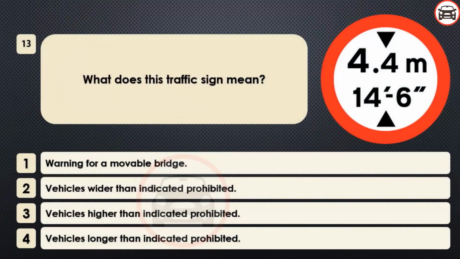What does this traffic sign mean? 1. Warning for a movable bridge. 2. Vehicles wider than indicated prohibited. 3. Vehicles higher than indicated prohibited. 4. Vehicles longer than indicated prohibited.